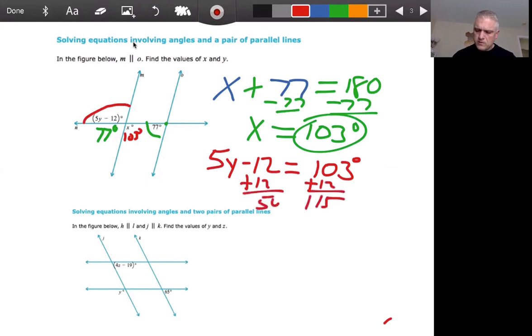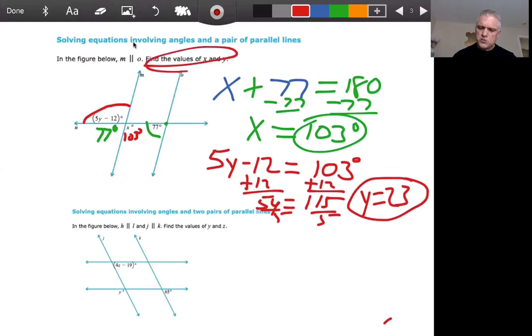115. 5y equals it. Divide by 5. So we get y is equal to 23. Find the values of x and y is what they asked. We answered their question. Great. That's not too bad, I hope.